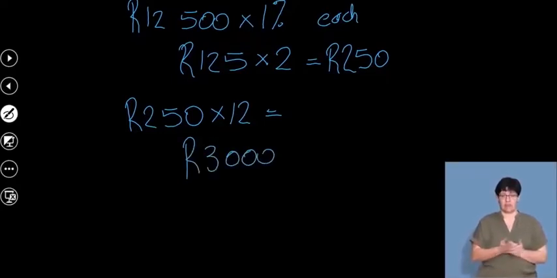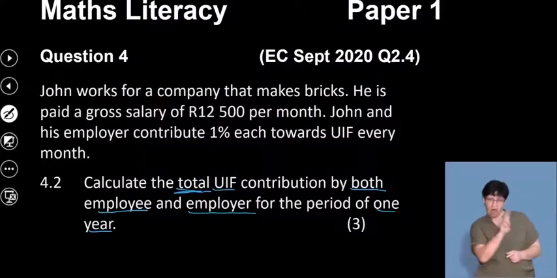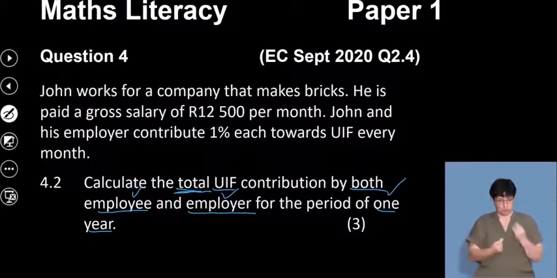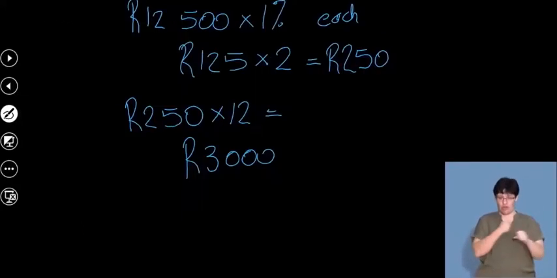And then I'm just going to go back to the question quickly to just check, have I actually answered the question. So we've got the total paid by both of them. We've done the employer, we've done the employee, and we've done a period of 1 year. So I should get all 3 of those marks.